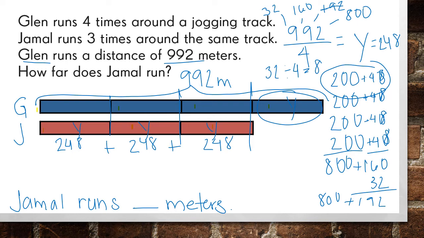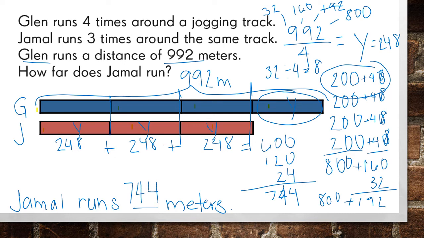Some of you are probably already doing this in your head, and you're doing the 3 200s, which gets you to 600. The 3 40s, 40 plus 40 is 80, plus another 40 is 120. 8 3 times is 24. So now you might see that you have 744. So we know that Jamal ran 744 meters.